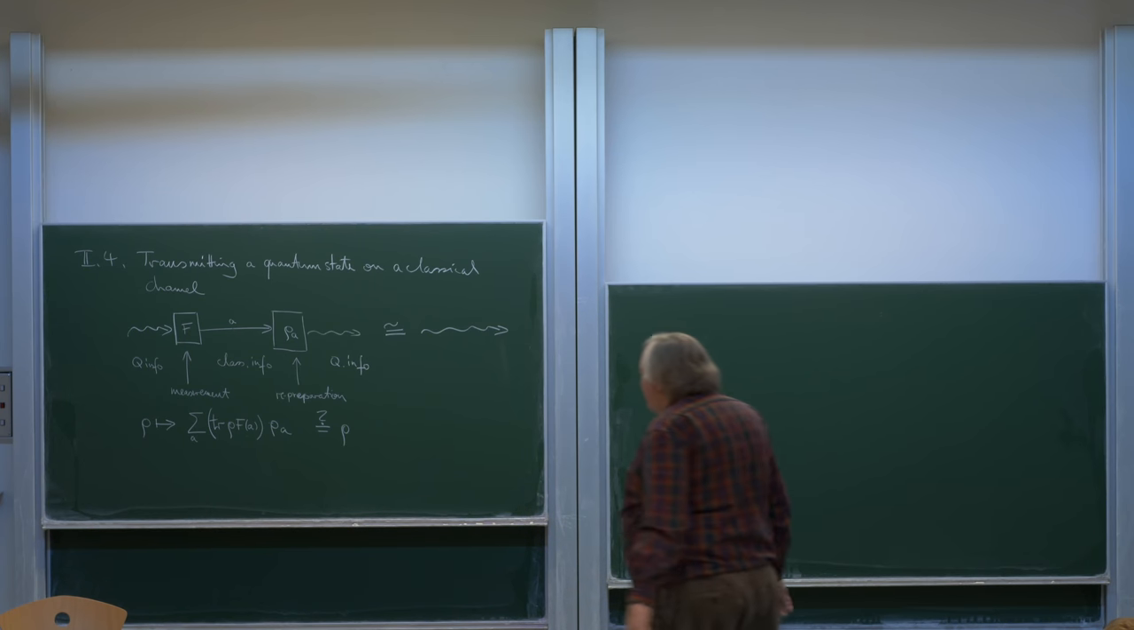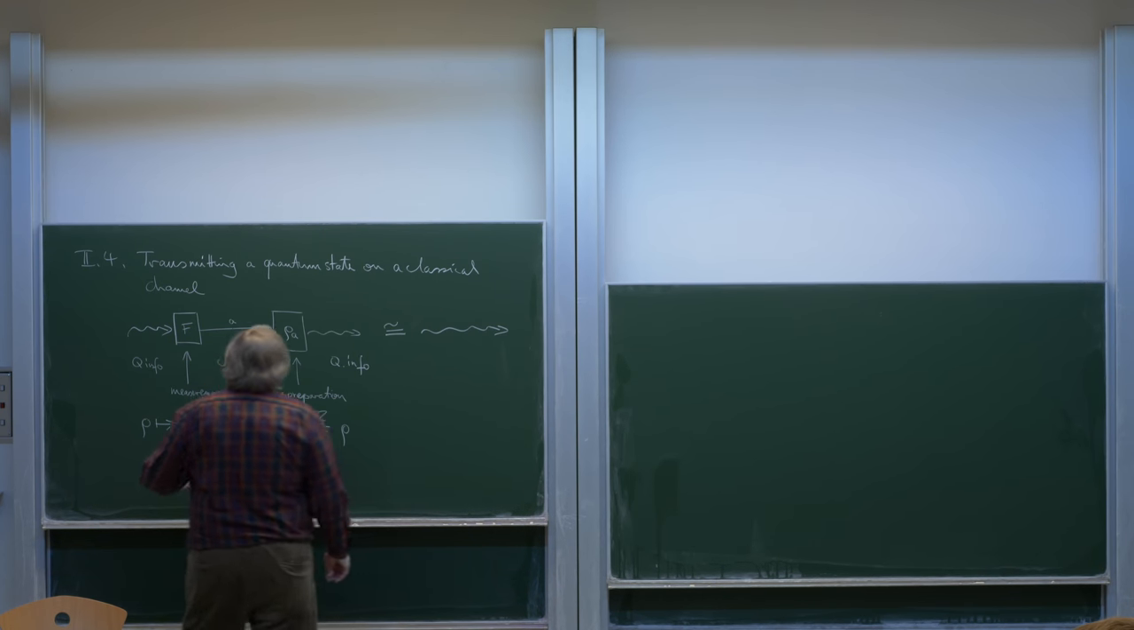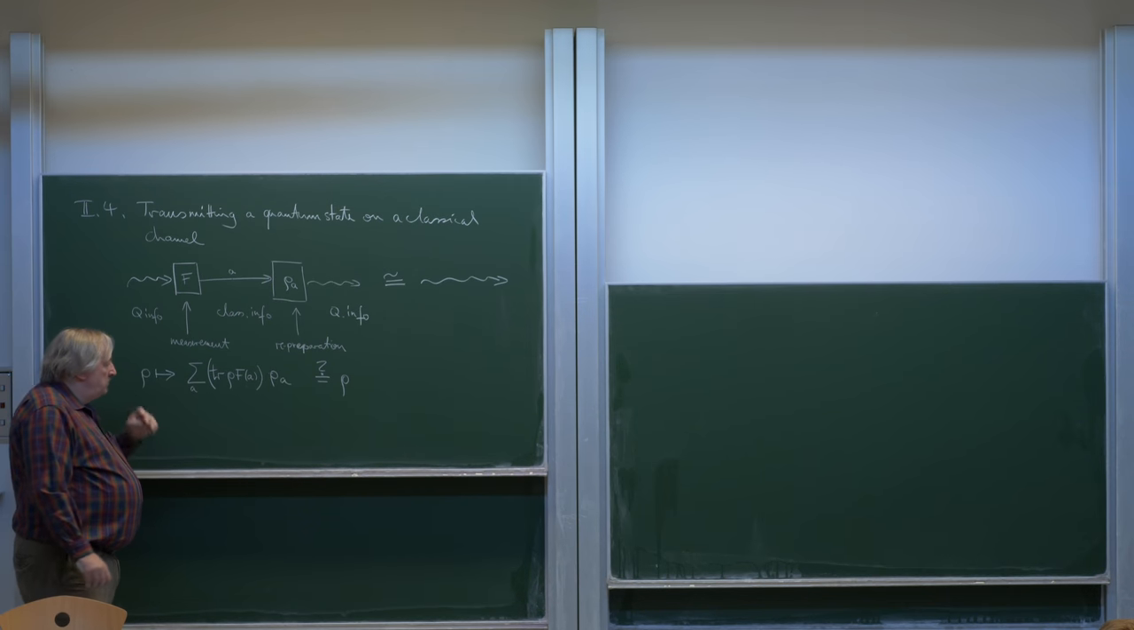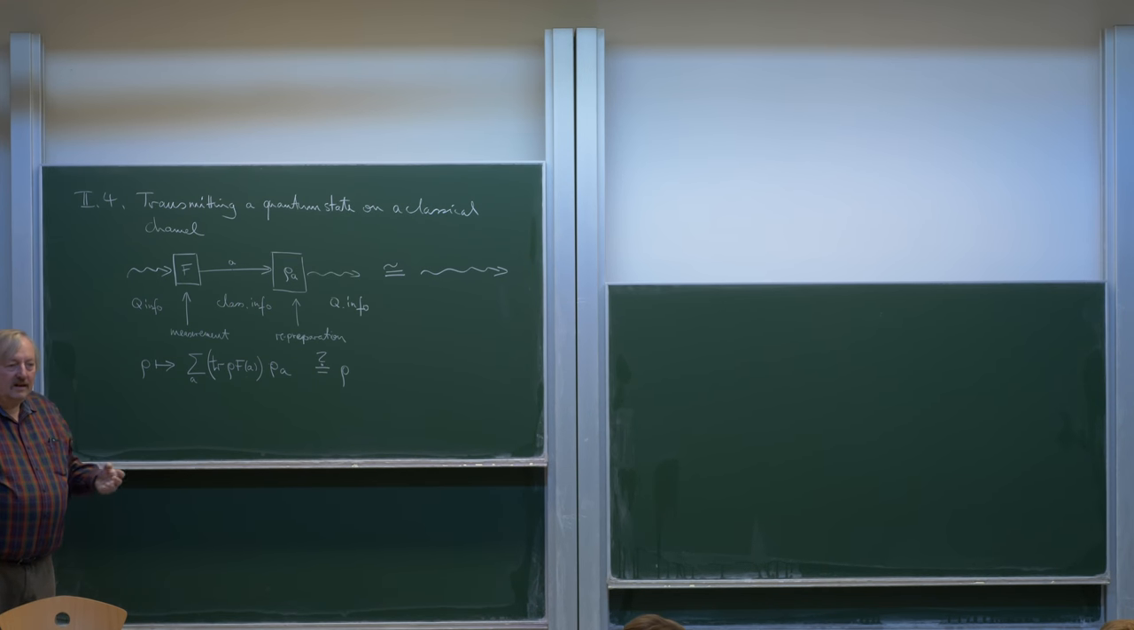So the fact that this cannot be done is of course at the heart of quantum information theory. This is why we have a separate theory for this. The sort of stuff that travels on quantum systems cannot be translated to the classical world and back.